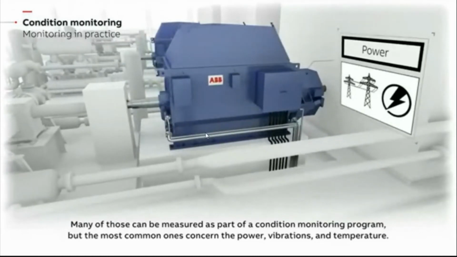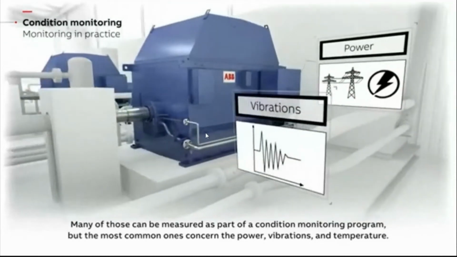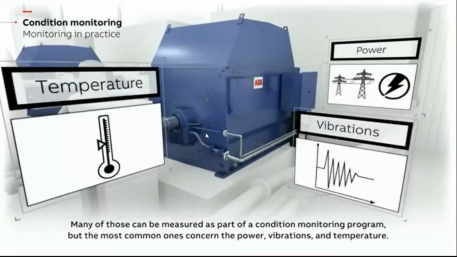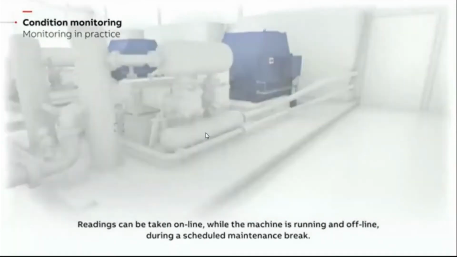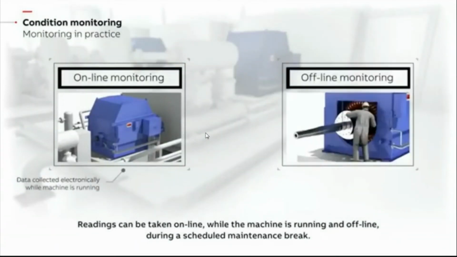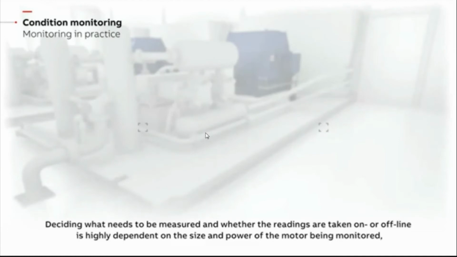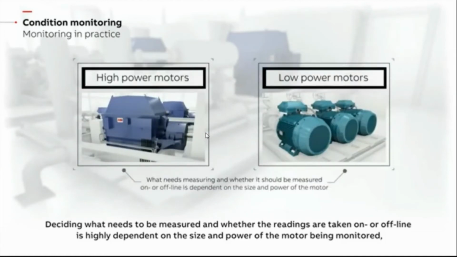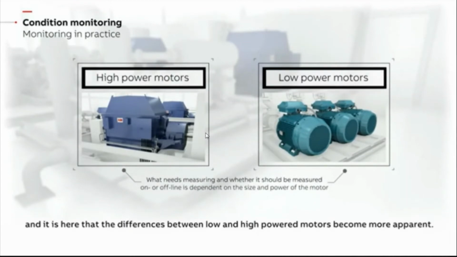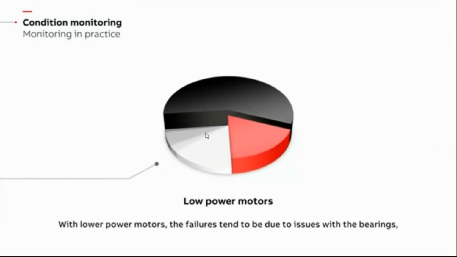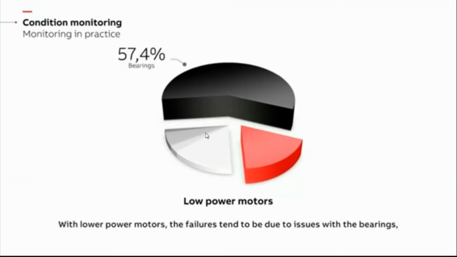So this is the case study which we are understanding, done by ABB, on condition monitoring. They are doing both parts, that is online as well as offline monitoring. What needs to be measured and whether the readings are taken on or offline is highly dependent on the size and power of the motor being monitored, and it is here that the differences between low and high powered motors become more apparent. With lower power motors, the failures tend to be due to issues with the bearings.